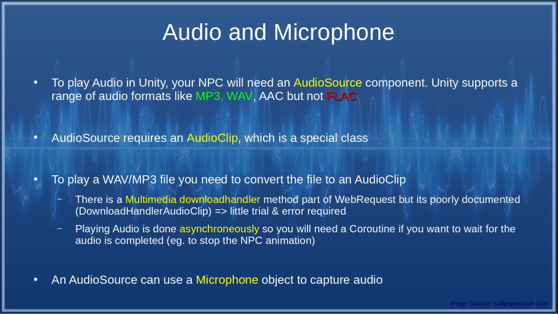To play audio in Unity, your NPC will need an audio source component. And that's great because the audio source then actually comes from the position where your NPC is located. It also means that if you move away from the NPC or closer to it, the audio will get louder or softer. To play an audio source, you need to convert it into an audio clip. That's a special class that Unity created versions ago. There's a download handler method that can handle multimedia, and you can connect that to a web request.